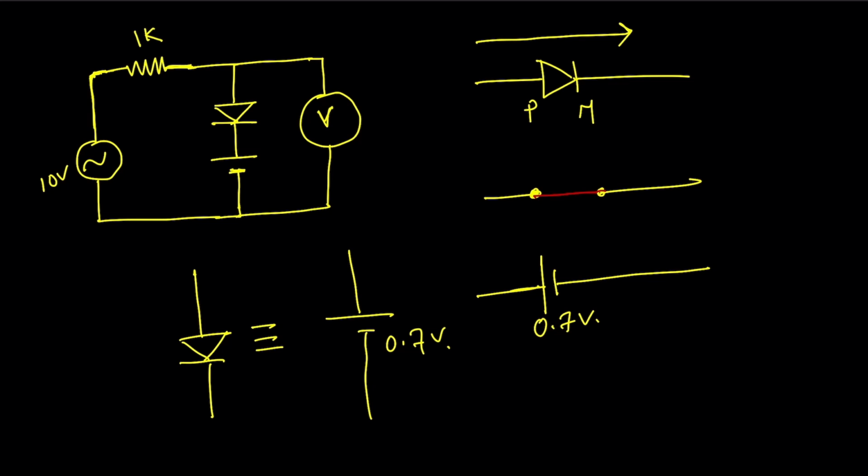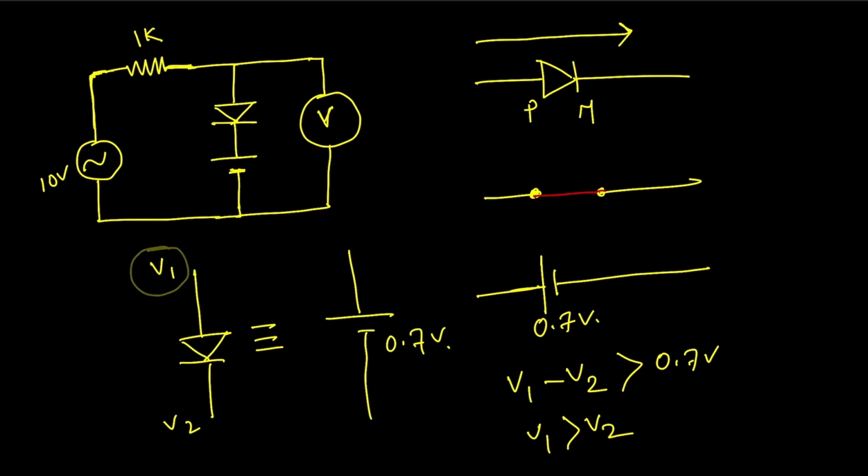One more thing: if this is V1 and this is V2, we know that to connect this diode with a forward bias, V1 minus V2 should be greater than or equal to 0.7 volt for the practical diode, and for the ideal diode V1 should be greater than V2. Here we are considering this one as a practical diode, right? That means V1 minus V2 greater than 0.7 volt.